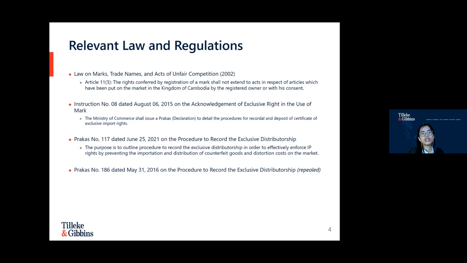Relevant law and regulations. Of course, the relevant law relating to the distribution of trademark goods in Cambodia is the Law on Marks, Trade Names, and Acts of Unfair Competition, specifically Article 11.3. As Mr. Painter has already mentioned, trademark right is a territorial right. That means if you want protection in Cambodia, you have to register your trademark in Cambodia. But after the registration, of course, your trademark is protected. But according to Article 11.3, your registered right shall not extend to acts in respect of articles or trademark goods that have been put on the market in Cambodia by the registered owner or with his consent. That means Cambodia adopts the national exhaustion of trademark rights.